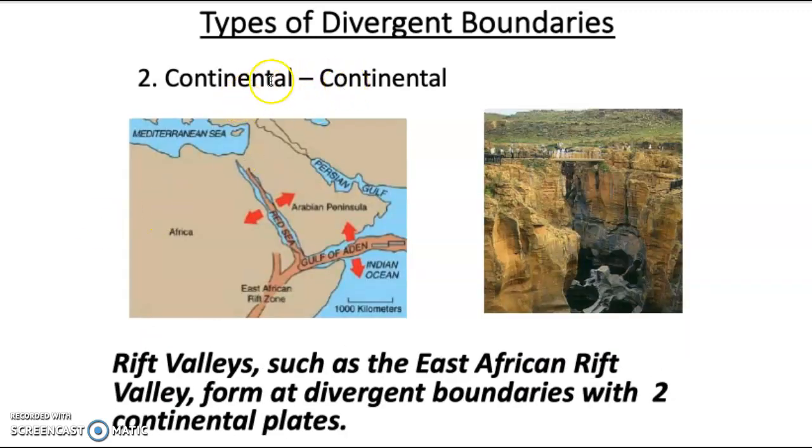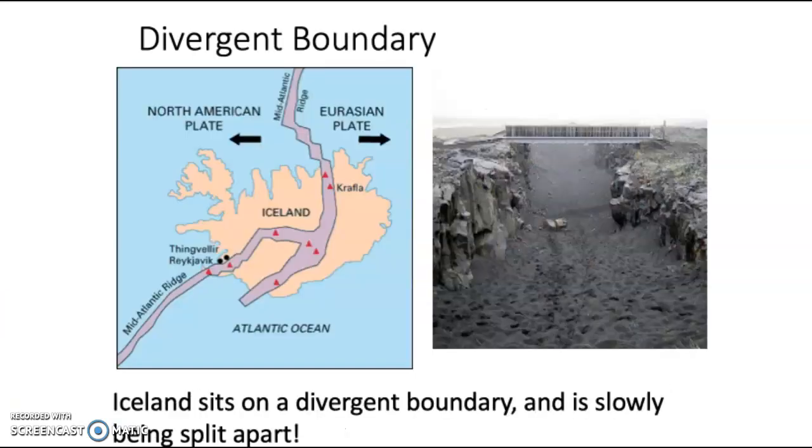When you have continental and continental crust that are moving away from each other, you get what's called a rift valley. You can see a picture here of one. The East African Rift Valley. They're formed from two divergent continental plates. Just looks like a big hole going down into the earth, basically.